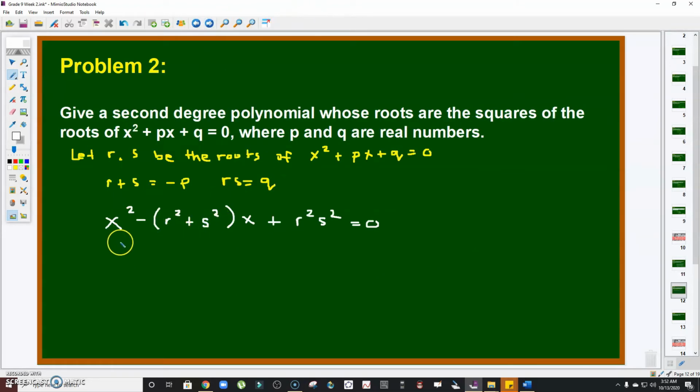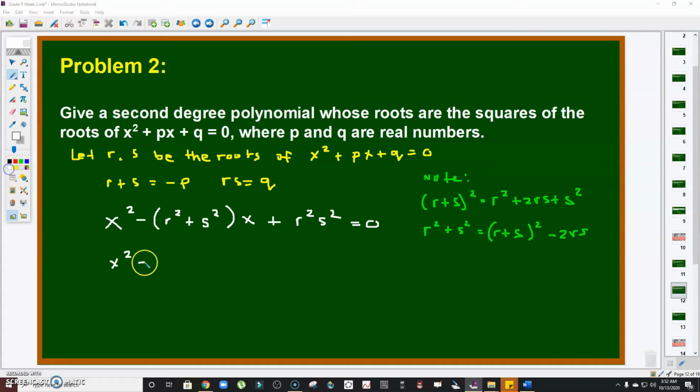Okay. Now, however, we don't have r squared plus s squared yet. But take note of r squared plus s squared. I'll just put it here. We have to note that r plus s, to be squared, is equal to r squared plus 2rs plus s squared. Right? Meaning to say, r squared plus s squared is equal to r plus s, to be squared, minus 2rs. See that?